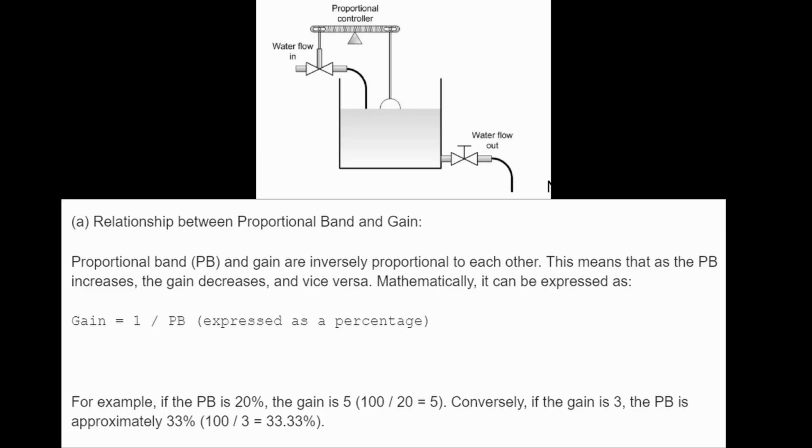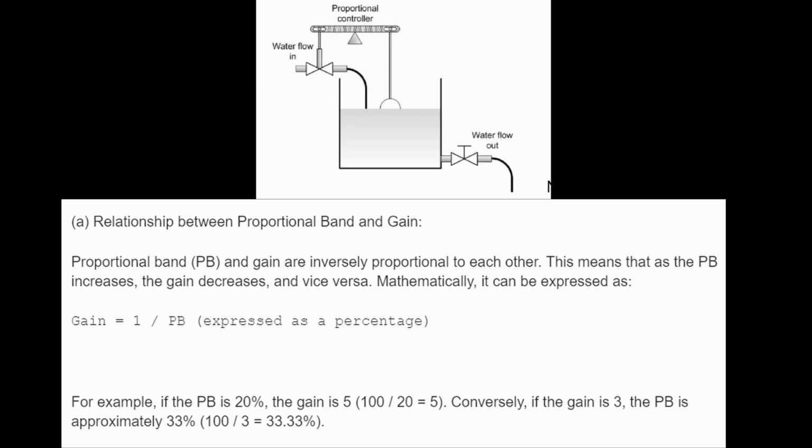A. Relationship between proportional band and gain. Proportional band, PB, and gain are inversely proportional to each other. This means that as the PB increases, the gain decreases, and vice versa. Mathematically, it can be expressed as gain equals 1 over PB expressed as a percentage.